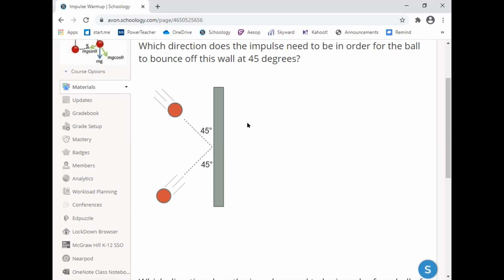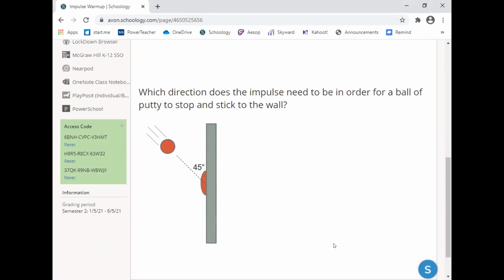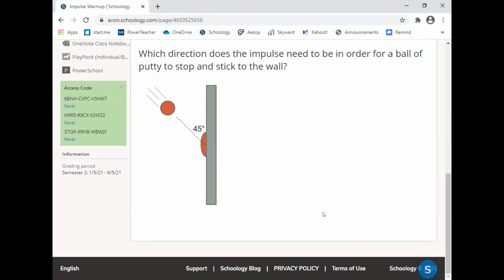Just to round out this conversation real quick, which direction would the impulse be in this case? This is not a problem. It's just a good one to think about, right? So let's say now we have a ball of putty, and the ball of putty just sticks to the wall. Now, which way does the impulse point? How do you think?